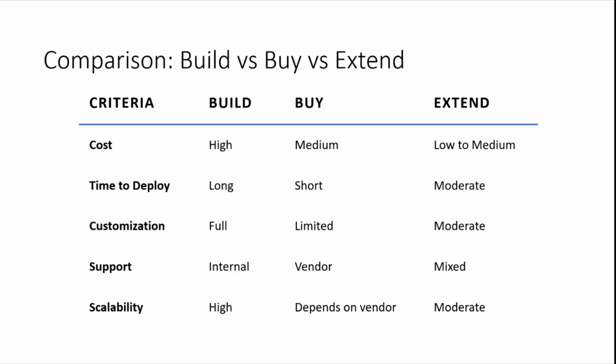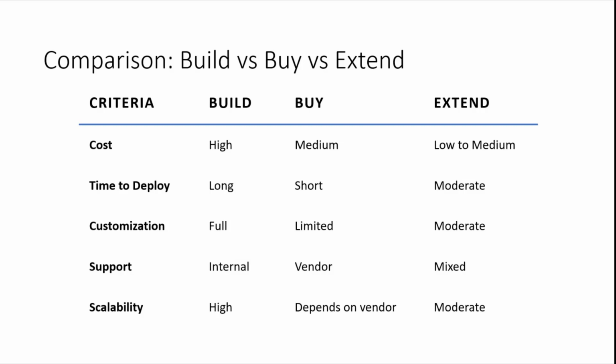So just to summarize this session, build gives you the maximum control but the highest cost and a long delivery time, but it gives you more flexibility. When you go for the buy option, it is the fastest deployment with the lowest flexibility, and you may not be able to get full control over the solution. And when you go for the extend option, it is a balanced approach with moderate cost, time, and customization.